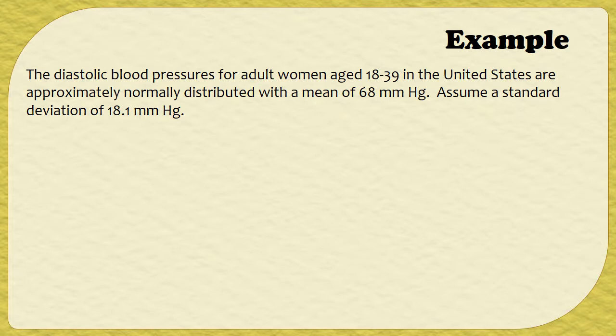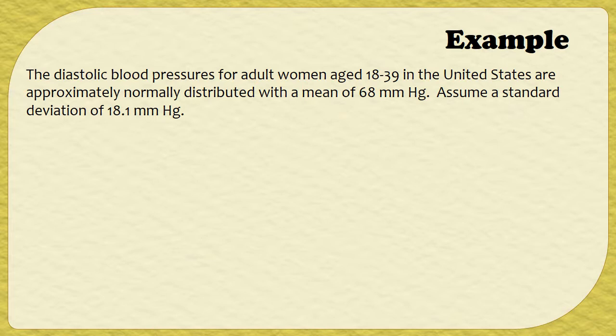The diastolic blood pressures for adult women aged 18 to 39 in the United States are approximately normally distributed, with a mean of 68 millimeters of mercury. Assume a standard deviation of 18.1 millimeters of mercury. One of the things that I like to do before delving into a problem like this one is make a summary of the information that's been given to me. This is going to be especially important as we move forward in the last couple of units, because the values that will be given are going to be more and more values and really similar, so we'll need to take care to make sure we define the values properly.